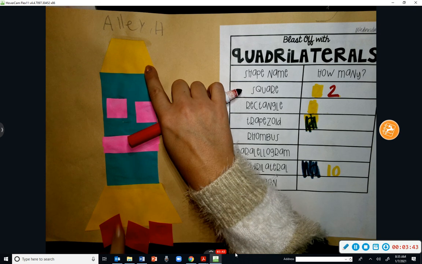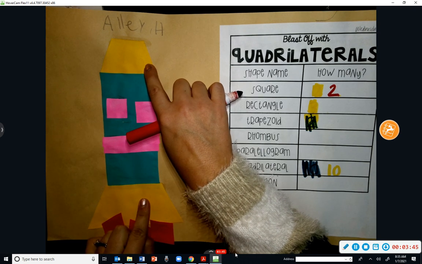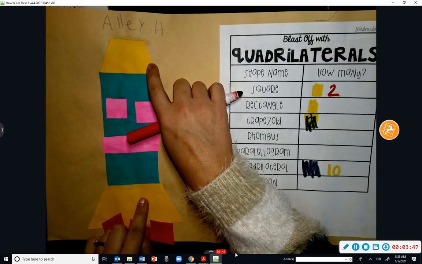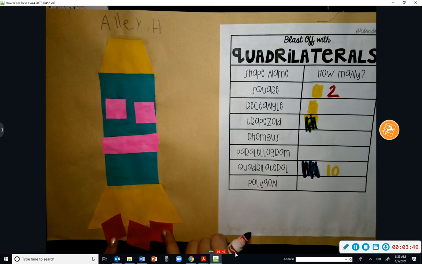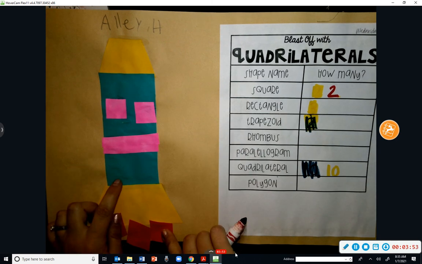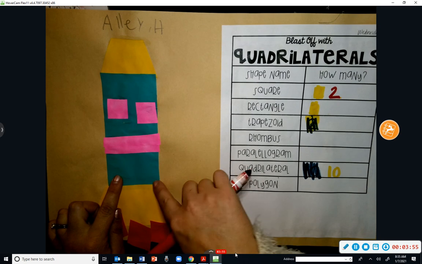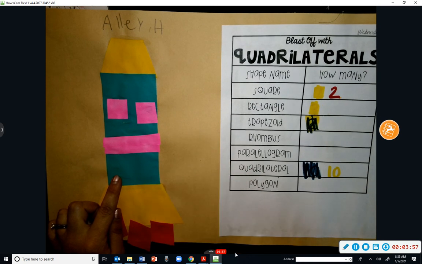Do these yellow shapes have right angles? No. So we won't count those. Does the rhombus have 4 right angles? No. So now all we have left is the turquoise and the pink. Does the turquoise have 4 right angles? Yes. Okay. Does it have opposite sides parallel? Yes. Does it have 2 pairs of opposite sides that are equal lengths? Yes. So there's 1.